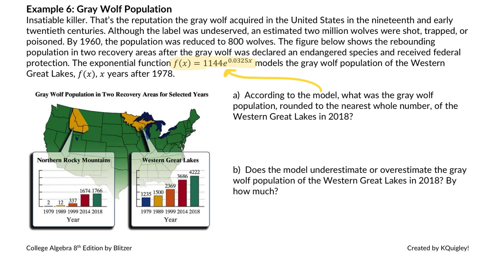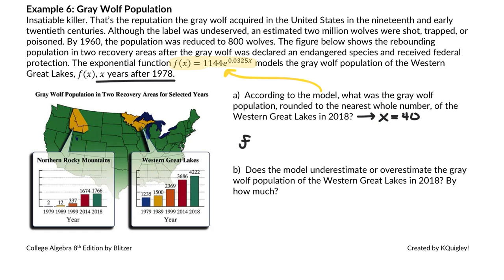Our X is representing the years after 1978. So how many years after 1978 is 2018? 40 years. So what this tells me is that X is equal to 40, because 2018 is 40 years after 1978. So I'm wanting to plug 40 into this function.